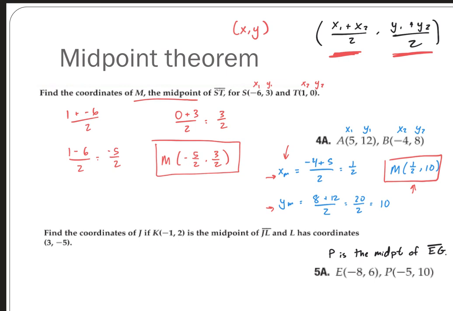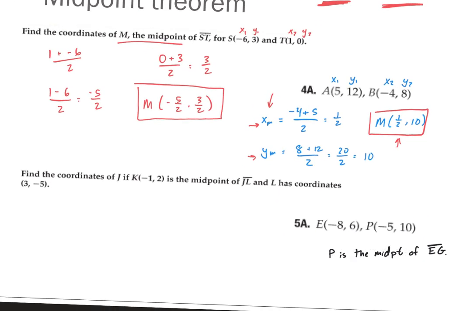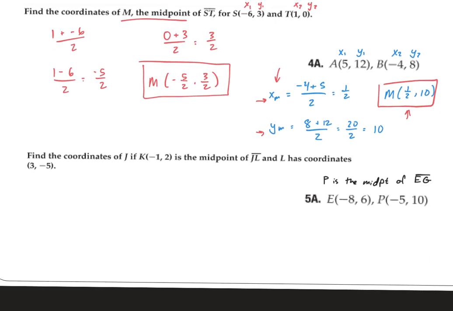Now, this is one type of problem. You are given the two endpoints, find the midpoint. The other kind of problem is down here. Now, in this kind of problem, you're given one of the endpoints and a midpoint, and you've got to find the other endpoint. So let's read these.